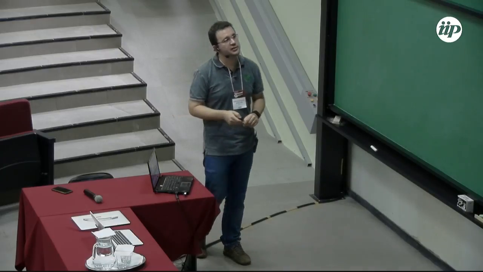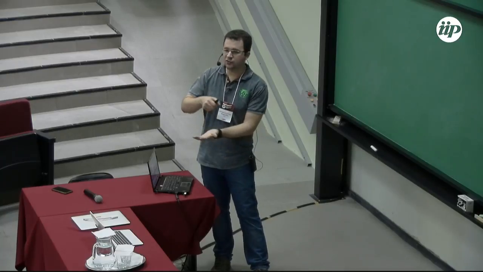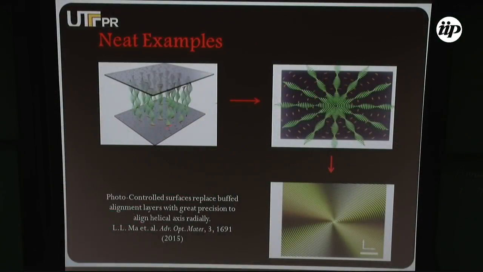Here people usually have a buffed surface, so you have to rub the surface, and that causes a lot of defects, which is not very good for precise alignment. So in this paper, people use an alignment layer, a material that reacts to light. It's called SD1. It's an azobenzene material. If you shine polarized UV light, you can change the orientation on the substrates, so they can design several different patterns.